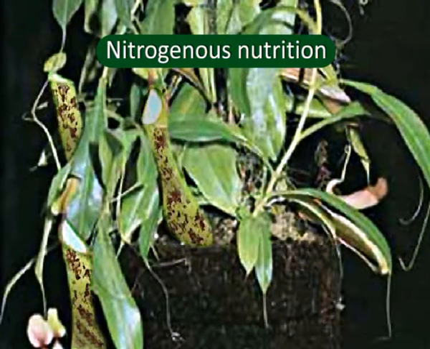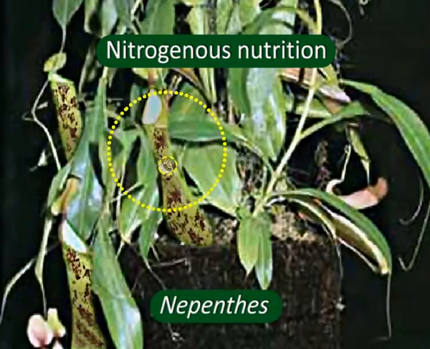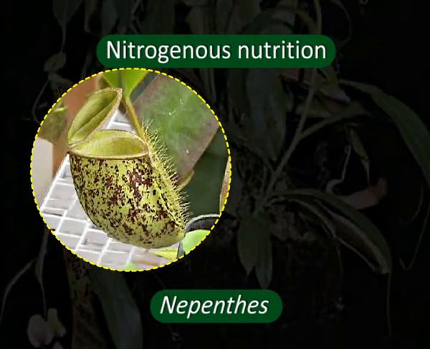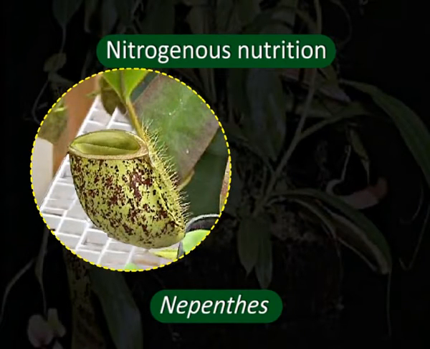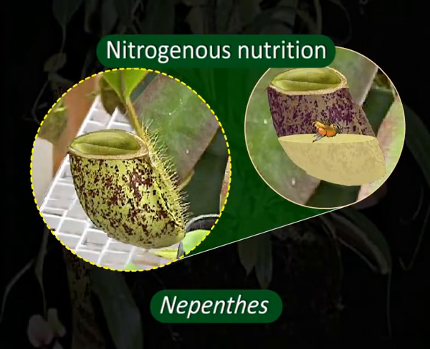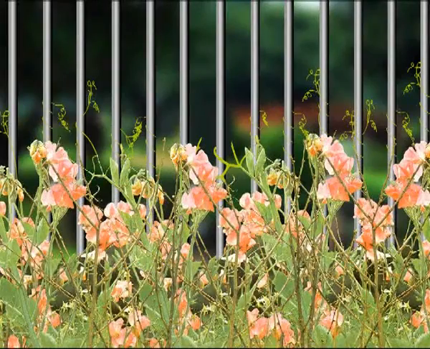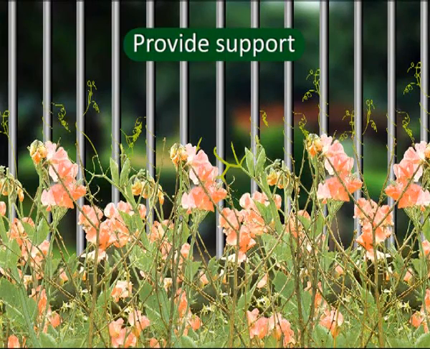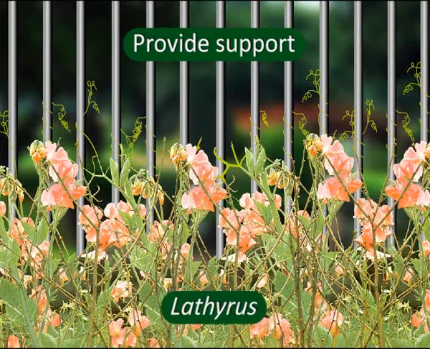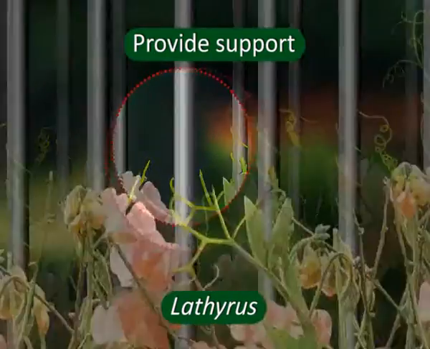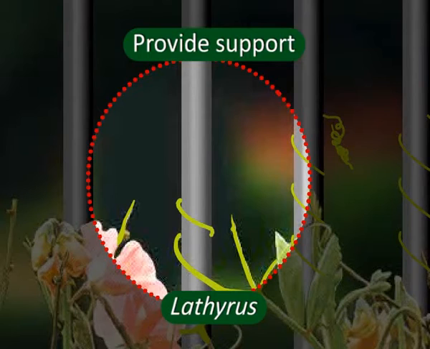The next function of leaves is nitrogenous nutrition. In Nepenthes, the leaves are modified into pitchers to catch and digest insects. These trapped insects provide nitrogen nutrition to the plant. The next function of leaves is to provide support. In some plants like Lathyrus, that is garden pea, the tip of the leaf is modified into tendril as shown in the visual. These tendrils help the plant to climb the support.